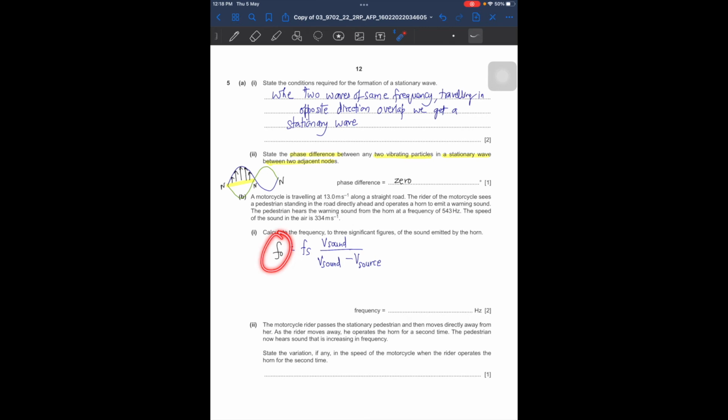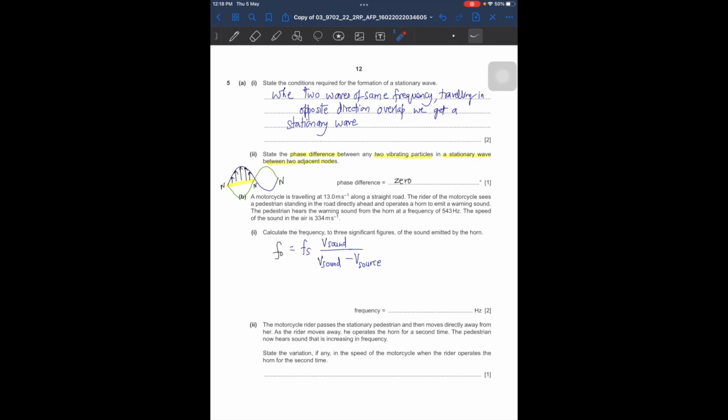Now, if the frequency has to increase, that means in the denominator we should have a lower value. So that's why we have a negative. If it was going away, the frequency should be less, which means the denominator should have been more. So in that case, we will put a plus sign instead of a minus sign.